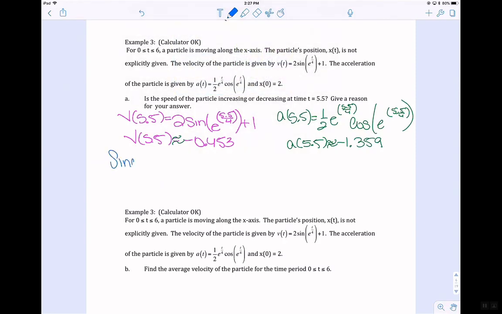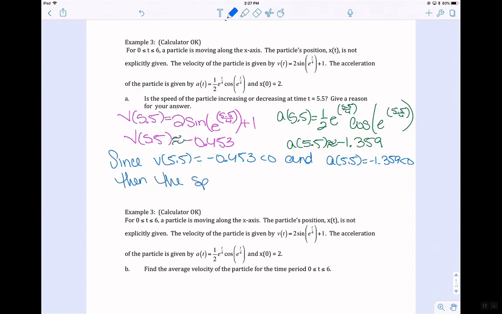So since v of 5.5 is equal to negative 0.453, which is less than 0, and a of 5.5 is equal to negative 1.359, which is less than 0, then the speed of the particle is decreasing. I'm sorry, they're both negative, so increasing.